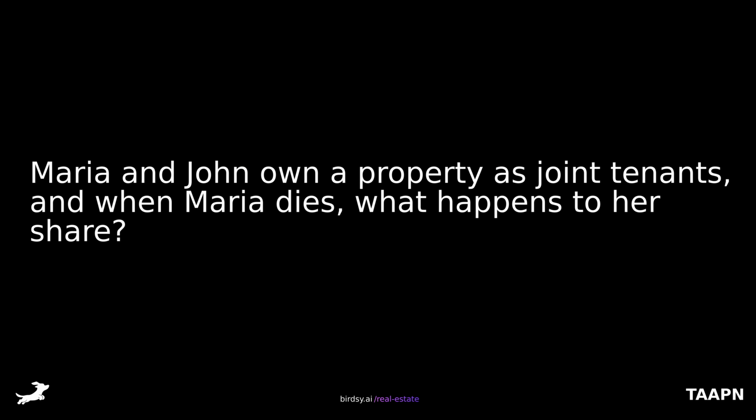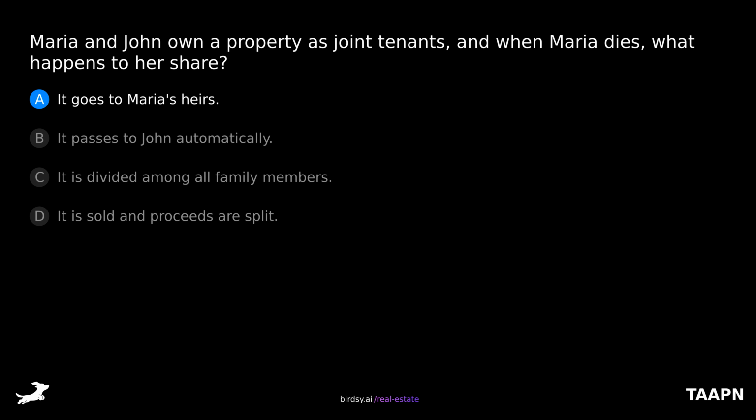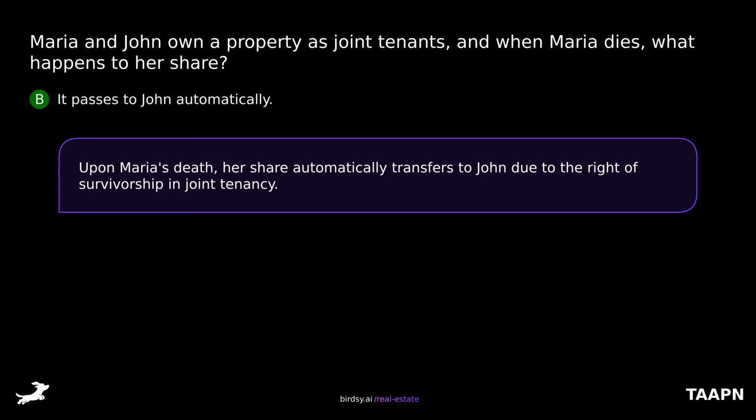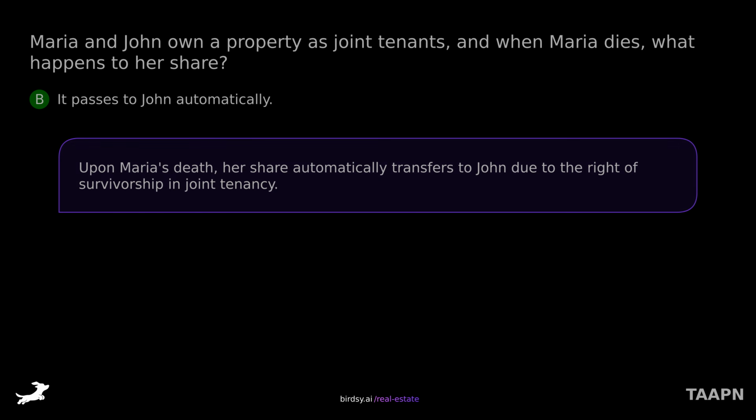Maria and John own a property as joint tenants, and when Maria dies, what happens to her share? Is it A, it goes to Maria's heirs? B, it passes to John automatically? C, it is divided among all family members? Or D, it is sold and proceeds are split? The correct answer is B, it passes to John automatically. Upon Maria's death, her share automatically transfers to John due to the right of survivorship and joint tenancy.